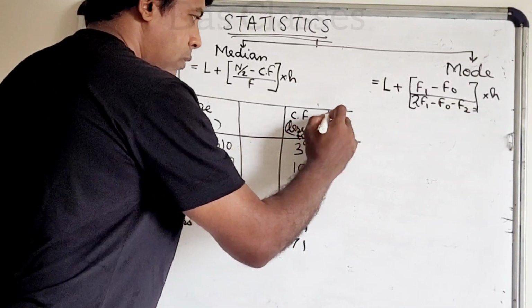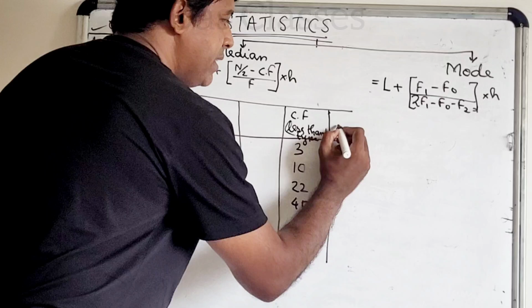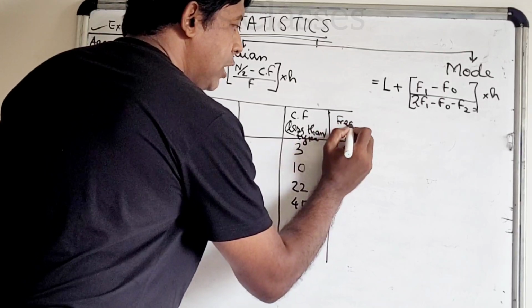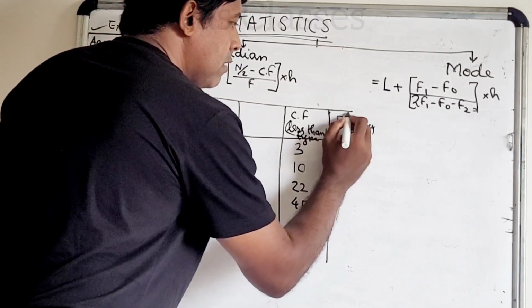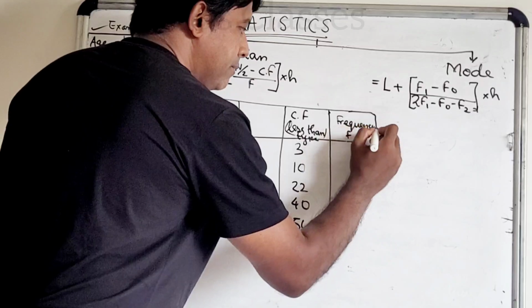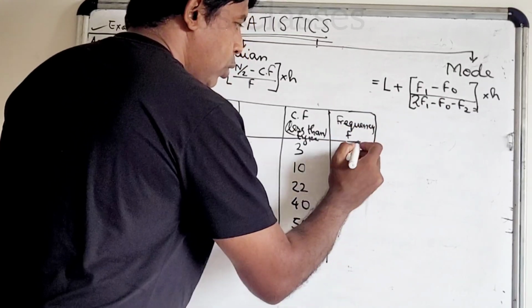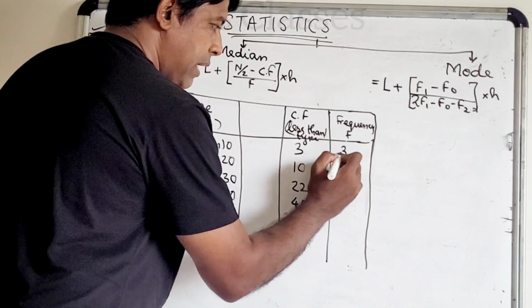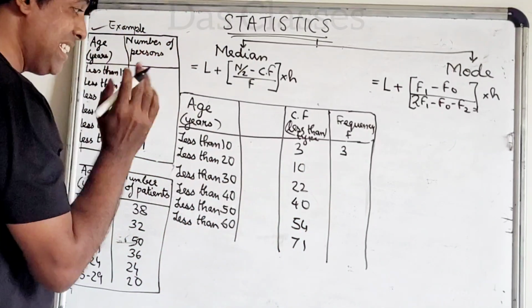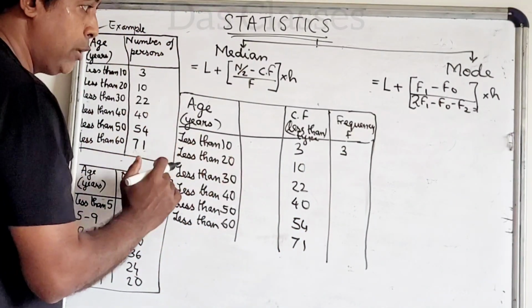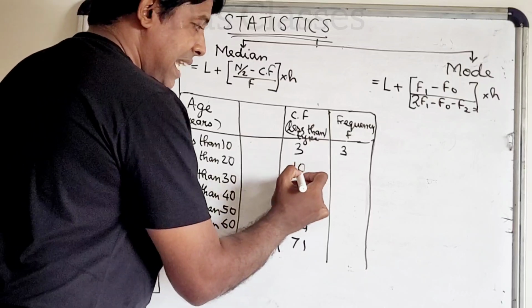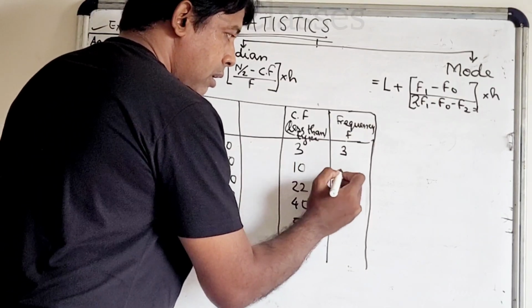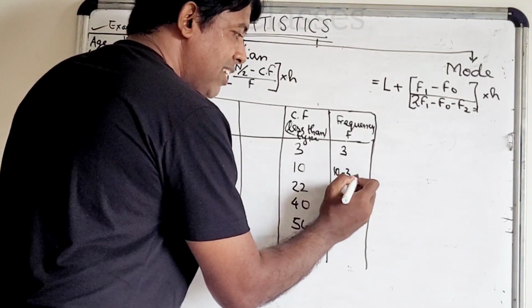So what we need to calculate is the frequency, that is the f in the given question. So how will we calculate the frequency? First value as it is, we are going to write 3. Now this 3 is less than 10. Okay, we'll do it later. The 10 means the frequency is going to be 10 minus 3. It's the reverse thing.